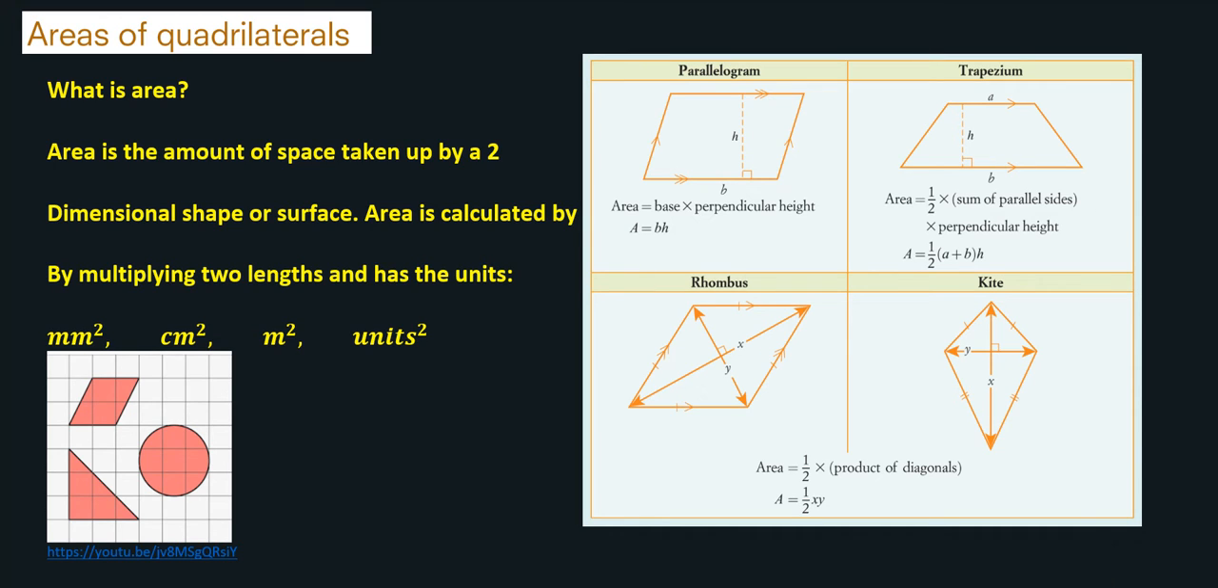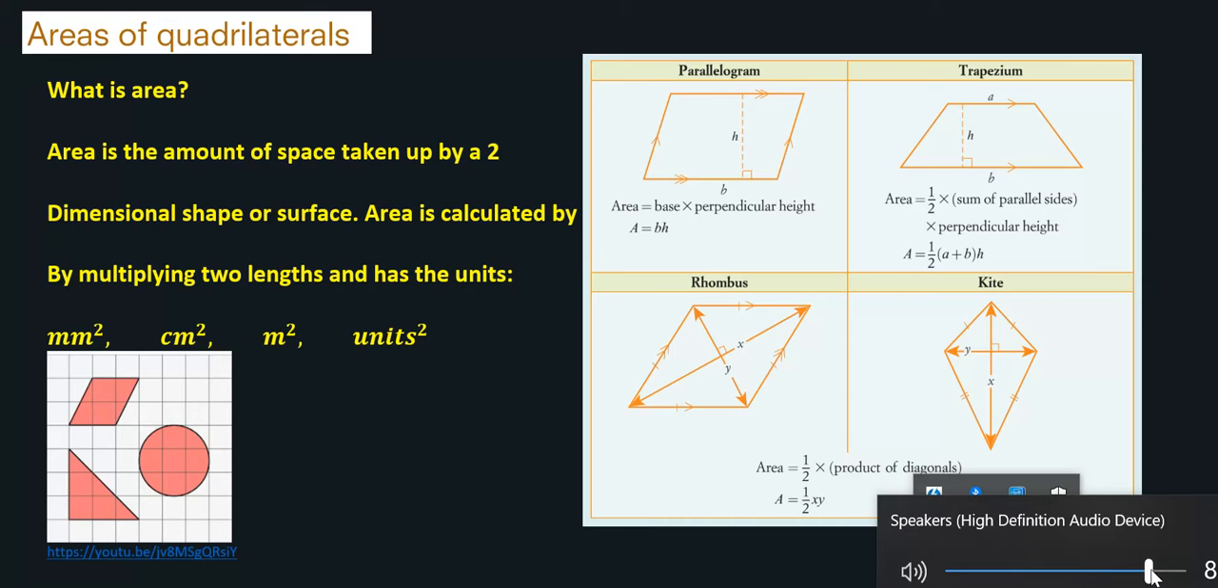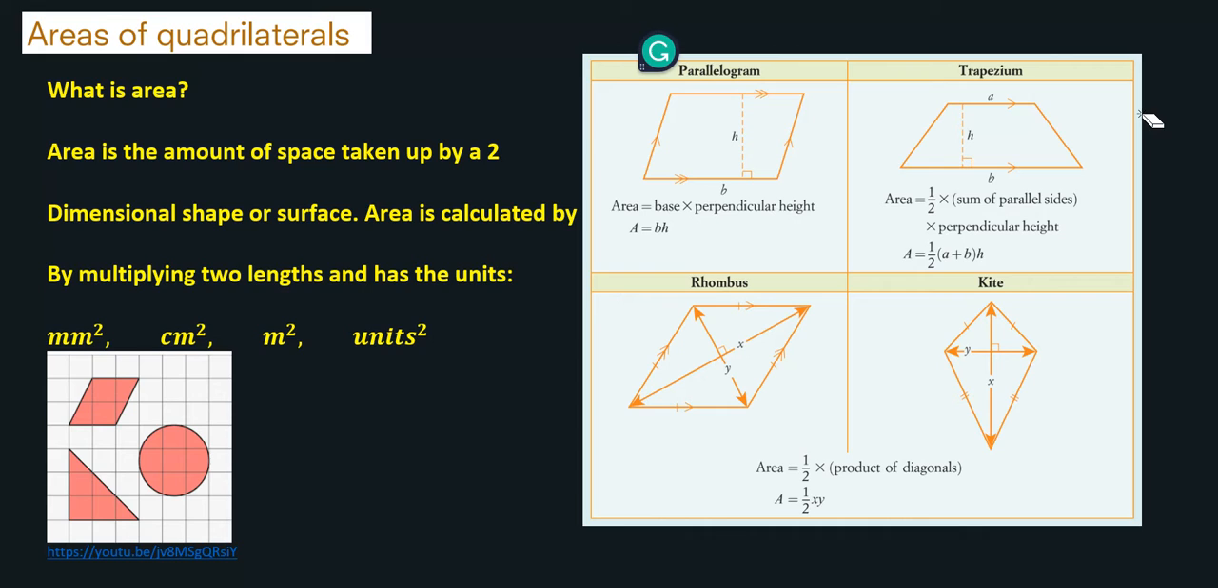Greetings, this is a video on the area of quadrilaterals, and we define a quadrilateral as a shape with four sides, which is closed, has four angles, and a quadrilateral is a type of polygon. So I suppose the next question is, what is area? Area is the amount of space taken up by a two-dimensional shape or surface.